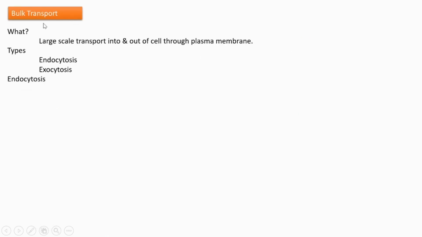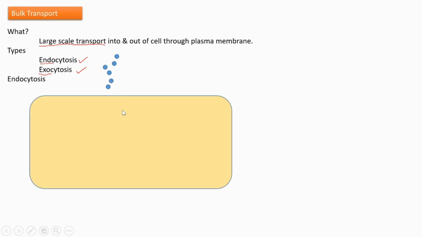Okay. Next, we are going to understand bulk transport. The term bulk itself indicates that it is a large scale transport, large scale transport into or out of the cell through the plasma membrane. It is of two types, endocytosis and exocytosis. Endo means into the cell and exo means from inside the cell to outside. First, we are going to learn about endocytosis, which means something is taken into the cell from outside.